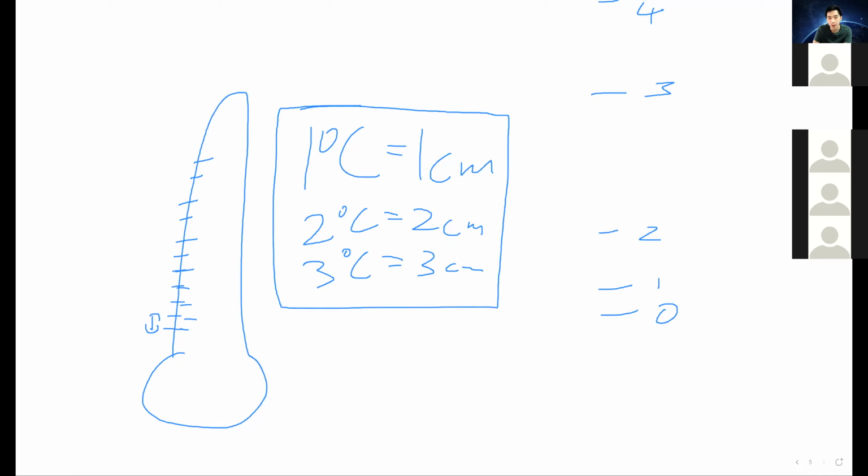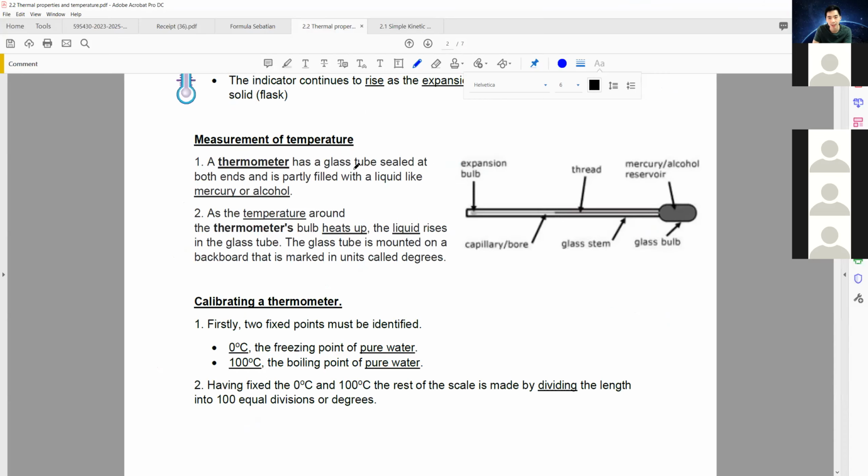Okay. So if you look at this statement here, a thermometer has glass tubes sealed at both ends and is partially filled with liquids such as mercury or alcohol. Mercury is silver, alcohol is red. By the way, alcohol by nature is supposed to be colorless. The reason why it's red is because red is easier to read, so people dye the alcohol red. All right. As the temperature around the thermometer bulb heats up, the liquid rises in the glass tube.